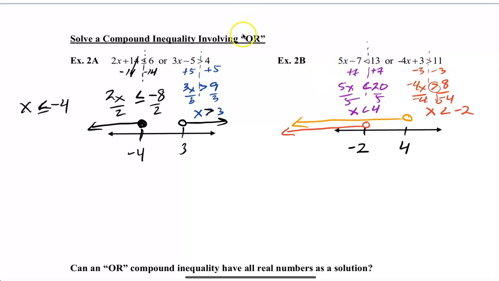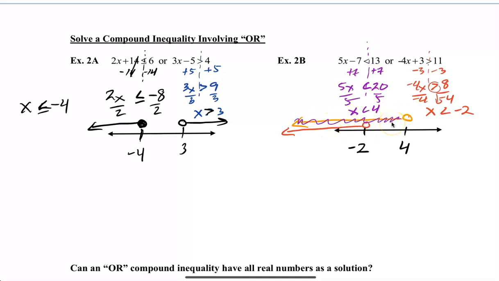Well, if this was an AND statement, I'd look for the overlap. So if I was in an AND statement, my answer would just be this part right there. But this is an OR statement. OR is fine with either one. So your answer actually starts here, and it goes all the way across. If it was an AND, it would only be the overlap. But an OR statement takes either one.